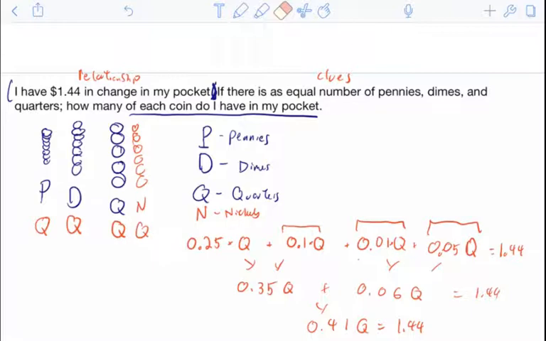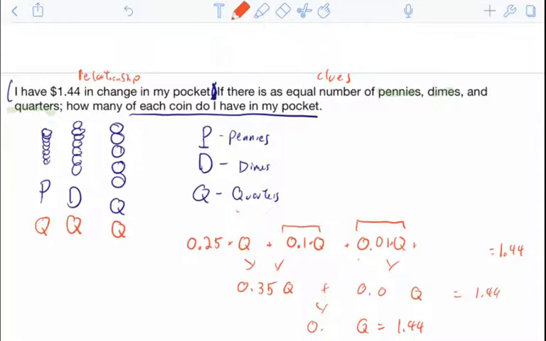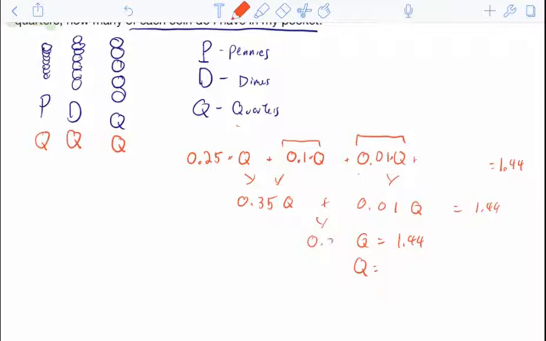So let's look at these clues again. Pennies, dimes, quarters. It doesn't say anything about nickels, so I probably shouldn't have added this nickel line, and these need to go away. When you add it up, 0.25 plus 0.1 plus 0.01, it's 0.36. All right, 1.44 divided by 0.36 is 4. That's the number of dimes, quarters, and pennies.